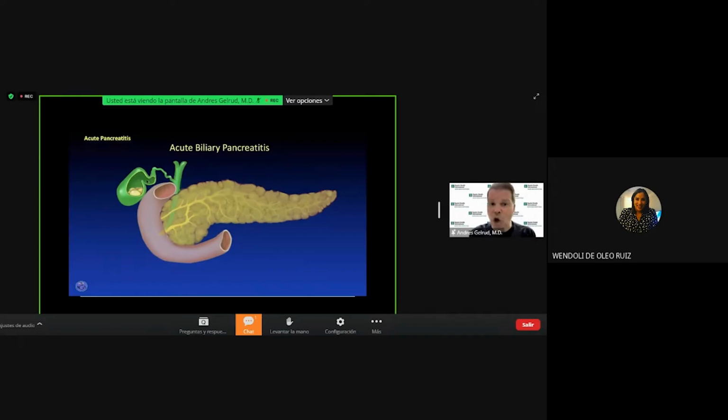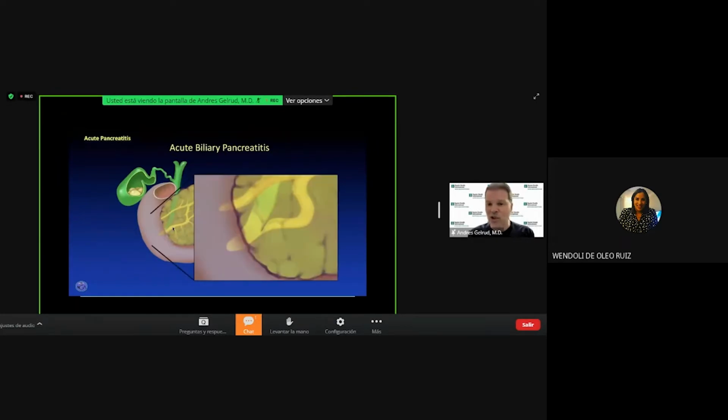So smaller stones may pass through the cystic duct, go into the common bile duct, and get stuck here at the level of the major papilla. And then it's going to give backup pressure, triggering the pancreatitis. So this is a close-up view of the major papilla. What you see above is the minor.